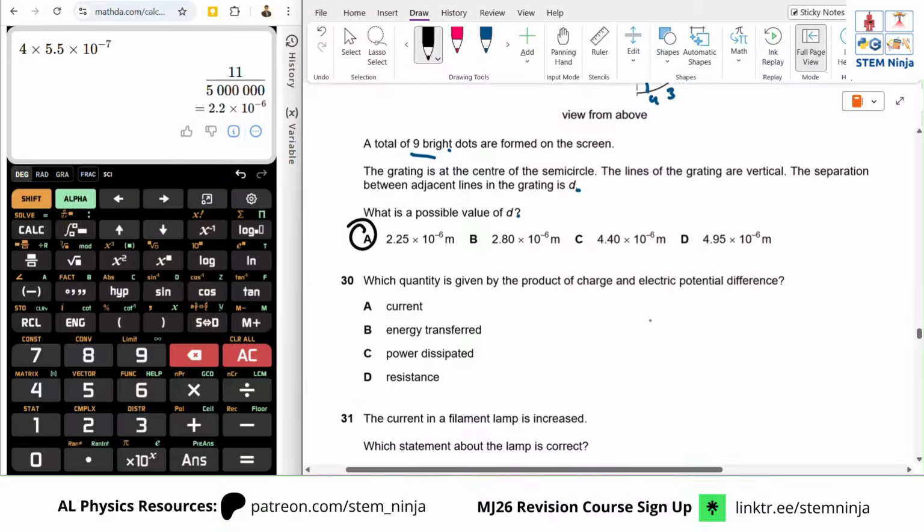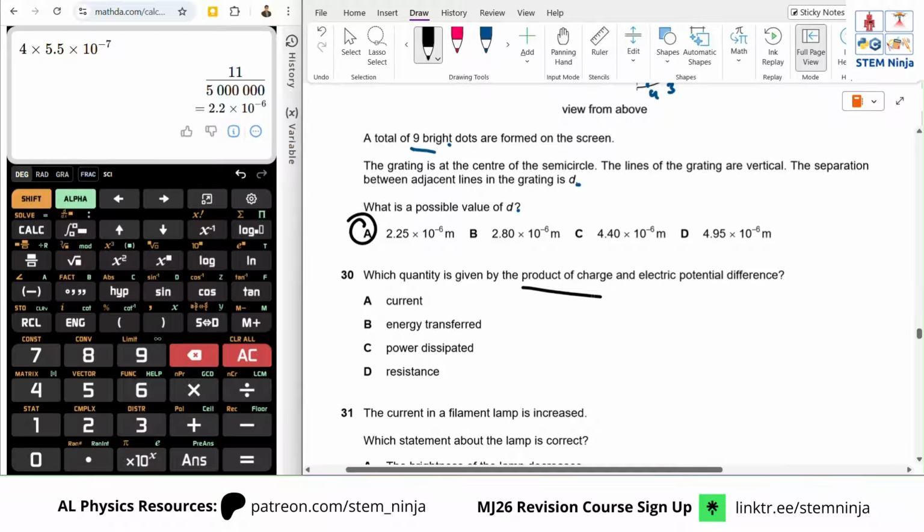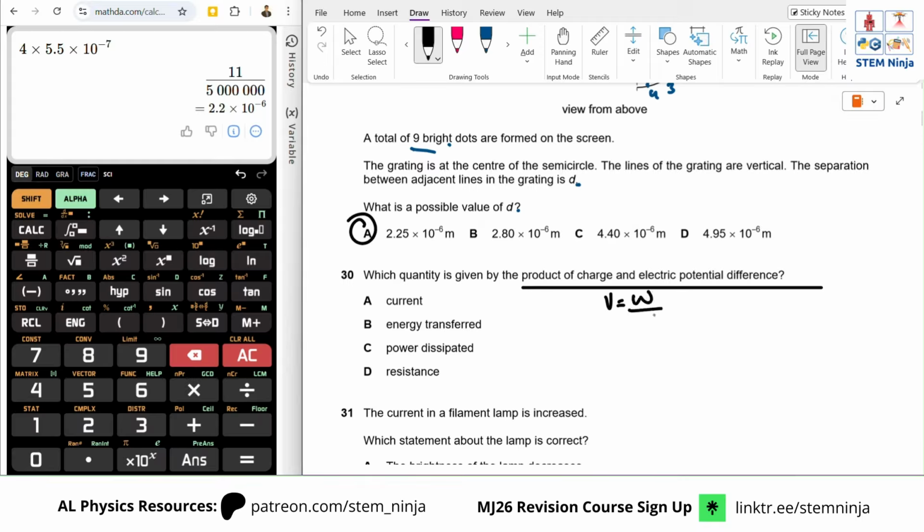Which quantity is given by the product of charge and potential difference? So remember, potential difference definition is work done over charge. So the product of charge and potential difference would be work done or energy. So energy transferred, that's it.